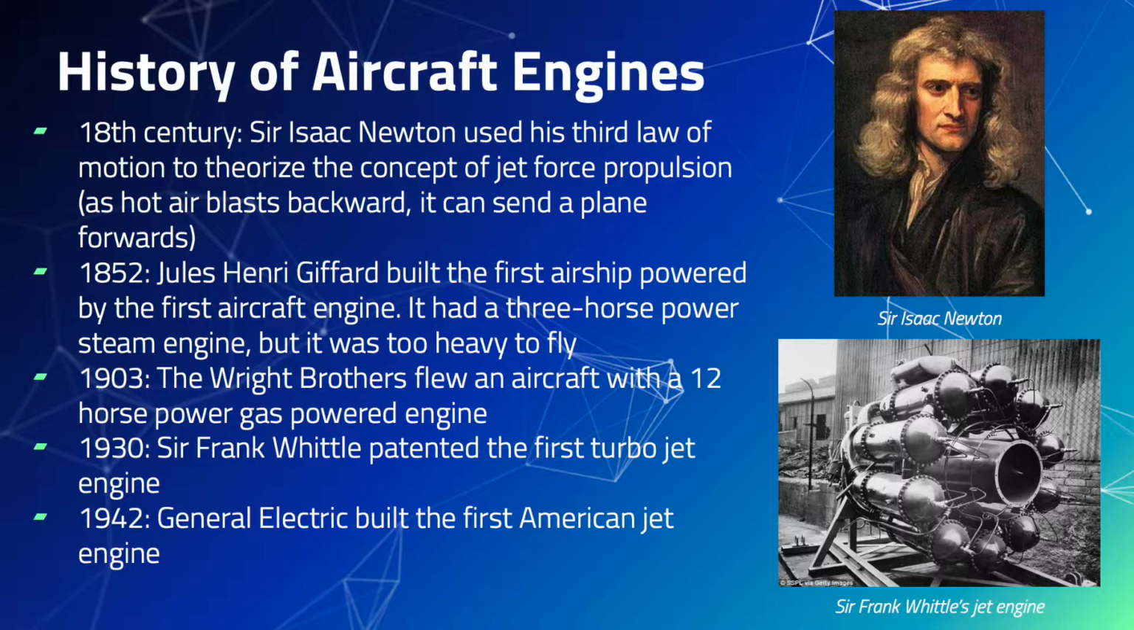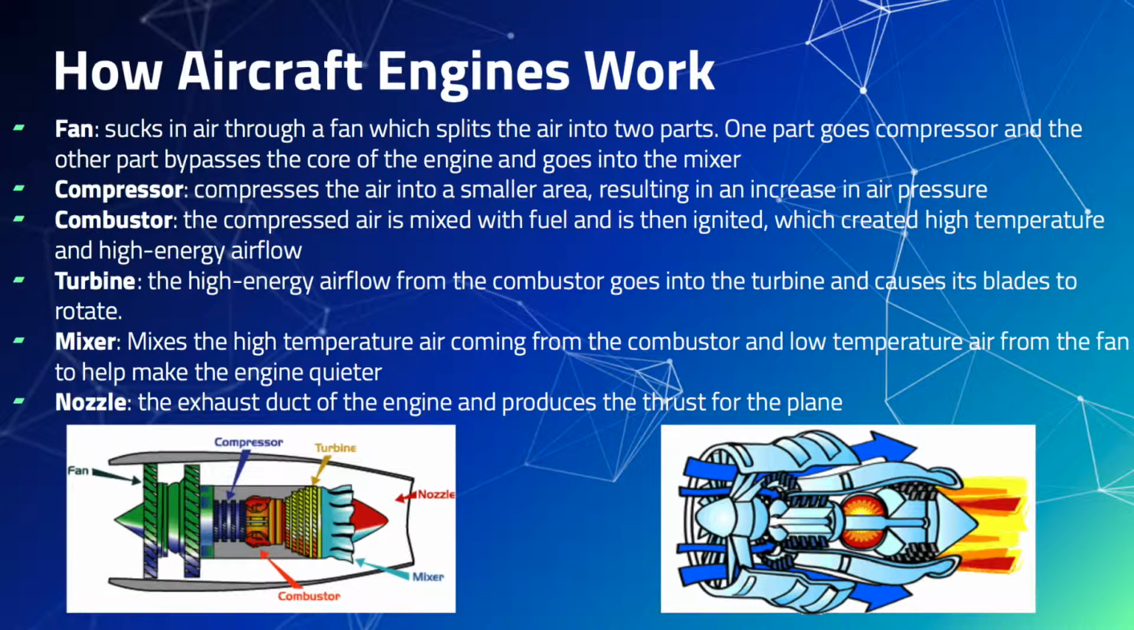Following that, Sir Francis Whittle patented the first turbojet engine, and in 1942, General Electric built the first American jet engine. Aircraft engines work in 6 basic parts. It starts with a fan, which sucks in air and splits it into 2 parts, one going to the compressor and the other going directly to the mixer.